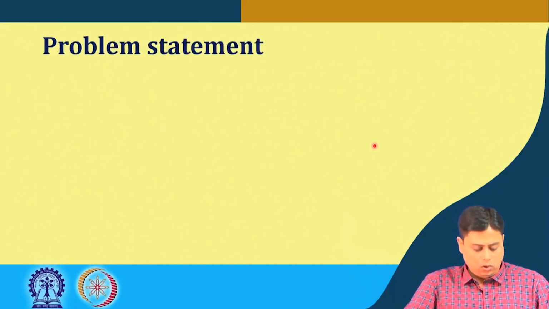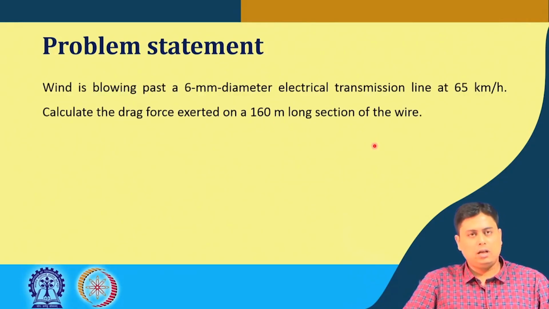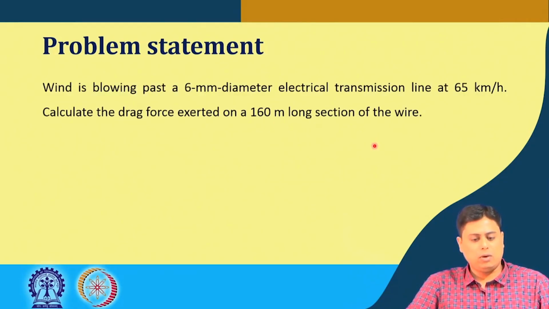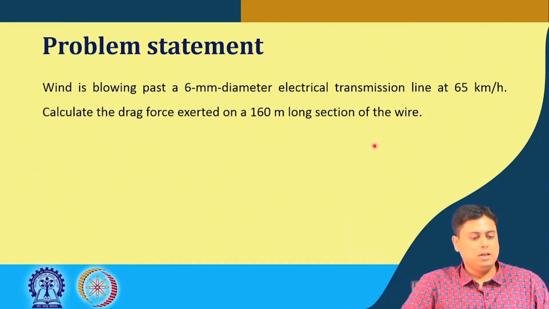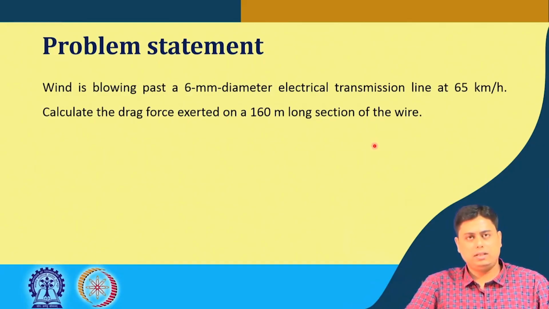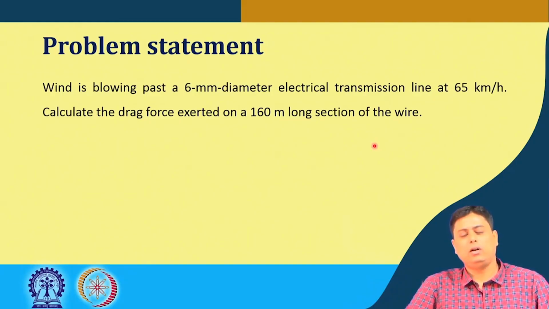Fine. So, if we now again come back to the problem, just to summarize the whole thing, or how the things we have described: the wind is blowing past a 6 millimeter diameter electrical transmission line at 65 kilometer per hour. We have to calculate the drag force exerted on a 160 meter long section of this wire. So, this is a kind of overhead wire you have seen for the electrical transmission.